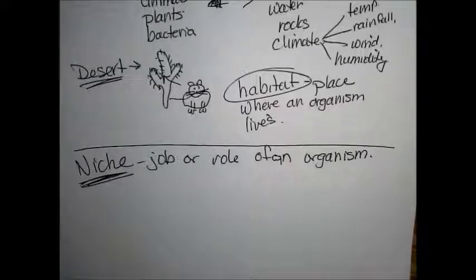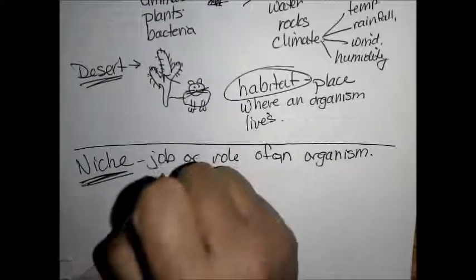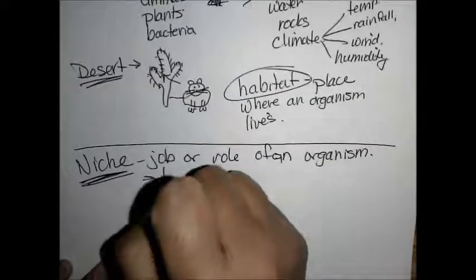All right? So let's talk about some other examples of this. So in a niche, you're looking at types of food that they eat.